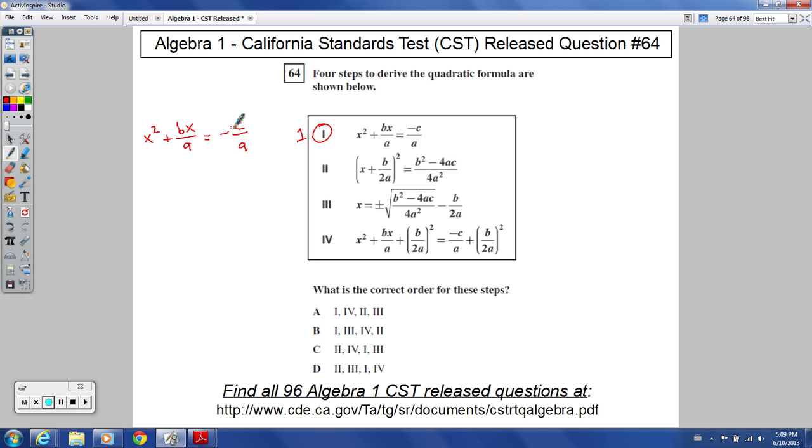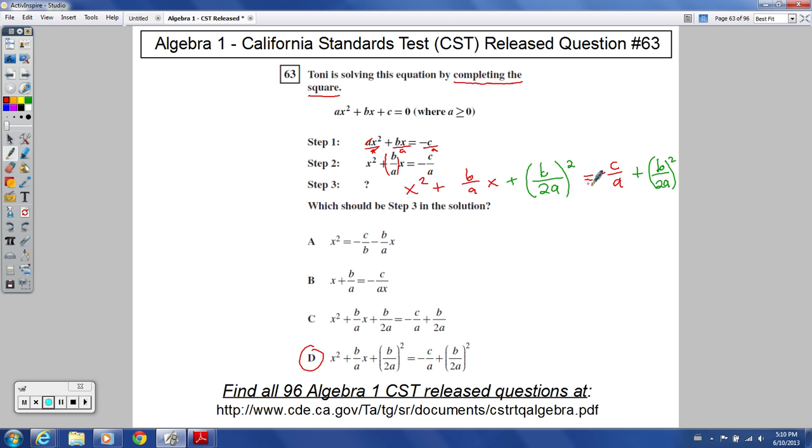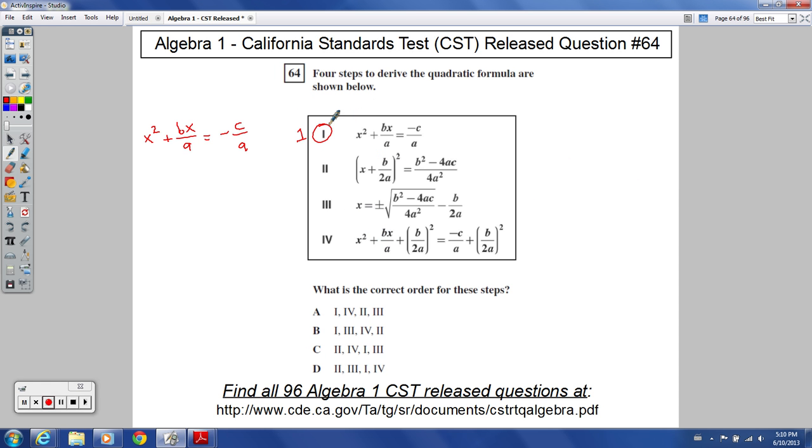What could we do? Well, we just saw in number 63 that we can add this b over 2a squared by completing the square. That's what we're doing. We're adding that to both sides. So this is really how the quadratic formula is proven, or where it comes from. So what can we do? We can add that to both sides.